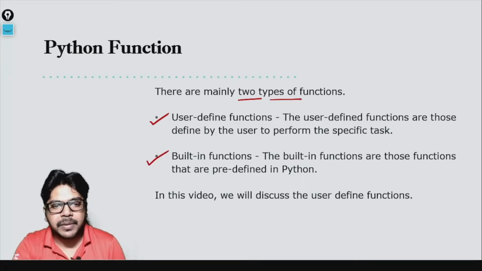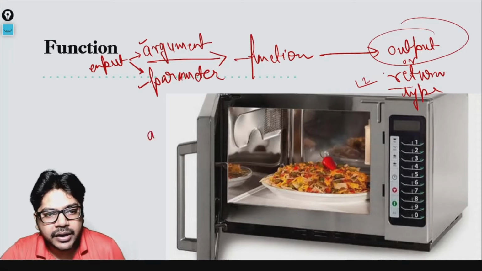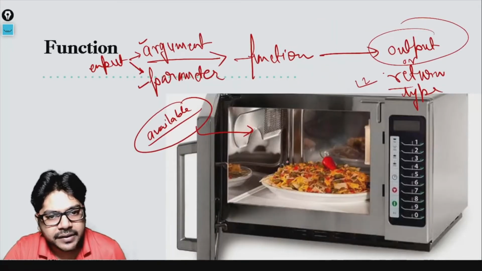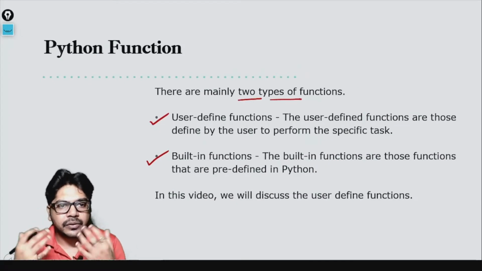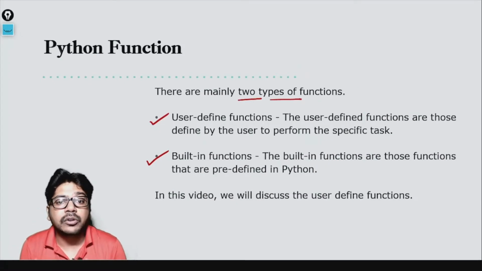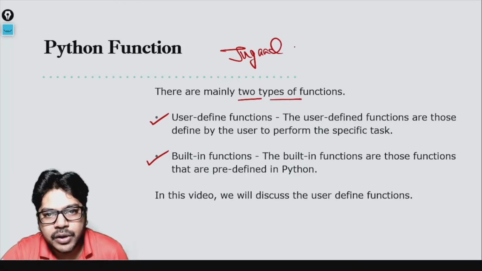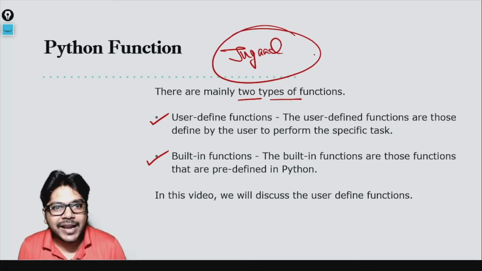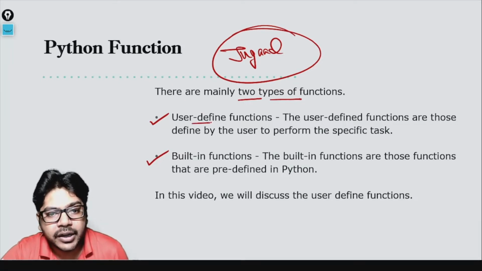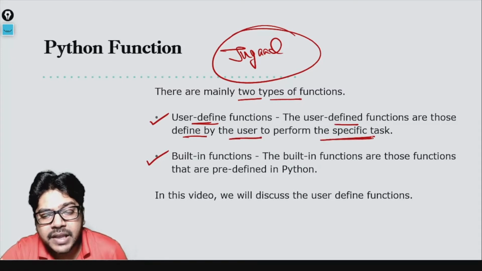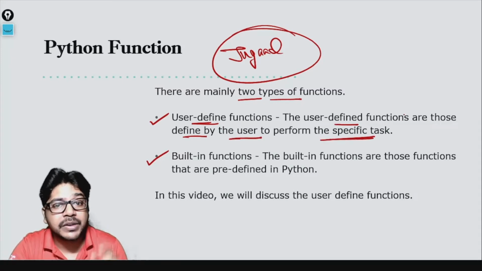Let's take this extreme example: these devices are available in the market. You can directly go and bring an oven, a sandwich maker, a blender, you can directly purchase it and start using it. But let's suppose there is one such device that is not available in the market and you thought of creating it for your own purpose. Now in India we know that we are all jugaru people, right? We use this word jugaad like anything, so we make our own things. What you are making is called user defined. It will perform a specific task which you are making.